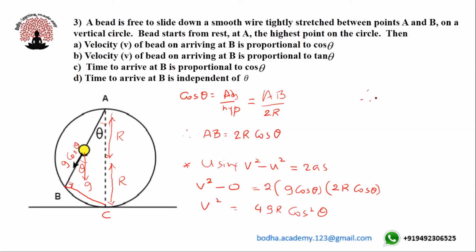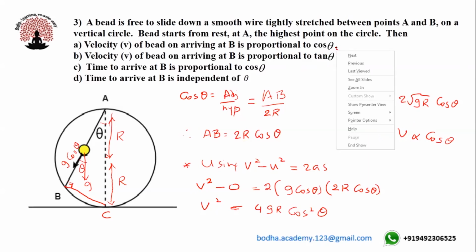Therefore, we can conclude that v is equal to 2 root gr into cos theta, if we take the square root on both sides. So v is directly proportional to cos theta, because 2 root gr is constant. Therefore, among the four options, the first option, velocity is proportional to cos theta, is correct, and the second option is wrong.